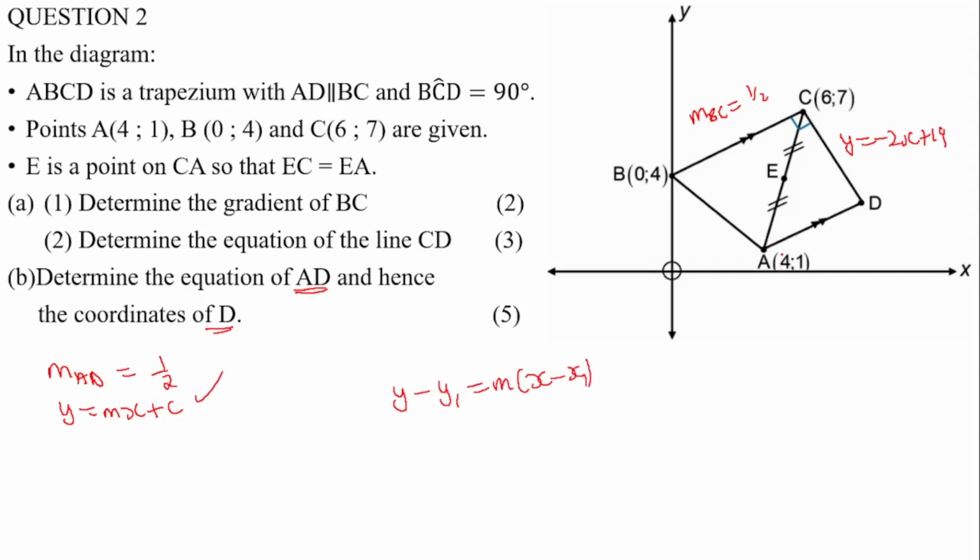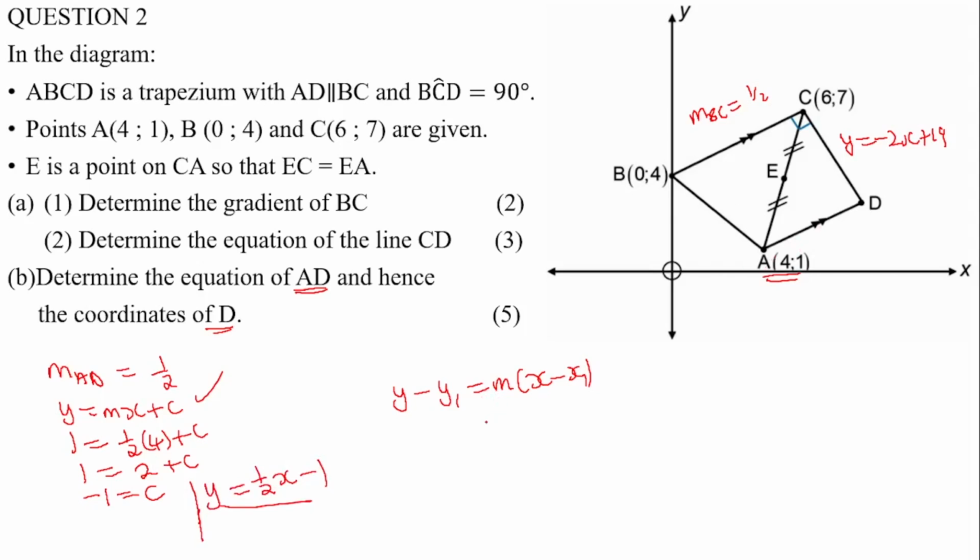If you're using this one, the gradient is 1 over 2. We're going to substitute the coordinates of A, so it's going to be 1 is equal to 1 over 2 times 4, then plus c. So 1 is equal to 2 plus c. Then subtract 2 from both sides of the equation. Negative 1 is equal to c. Therefore, we have the equation y is equal to 1 over 2 x minus 1. Okay, that's the equation of AD.